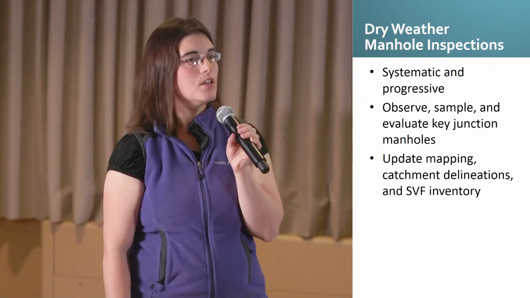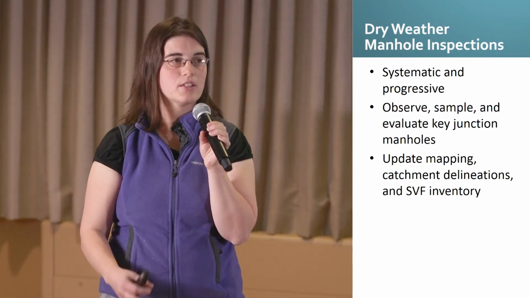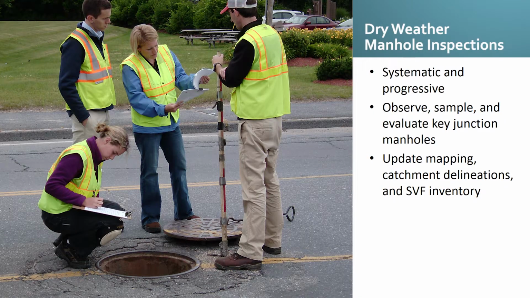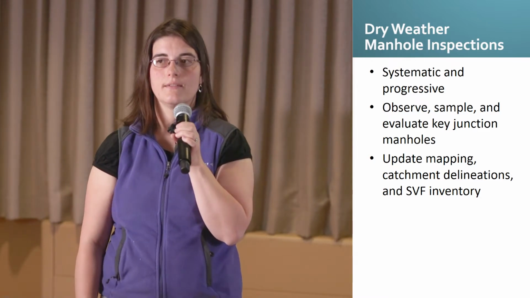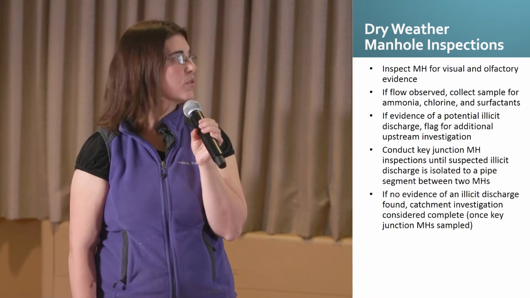at the outfall. Dry weather manhole inspections are the starting point for your catchment investigations, and they are systematic and progressive. You want to plan where you're going to get the most out of the inspections. You need to observe, sample, and evaluate key junction manholes, and you need to update your mapping and your catchment delineations based on the SVF inventory.